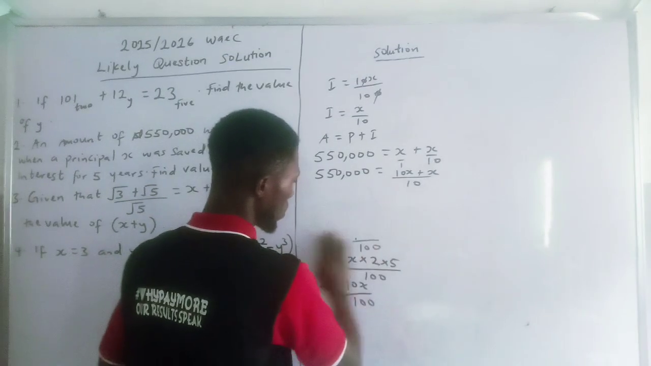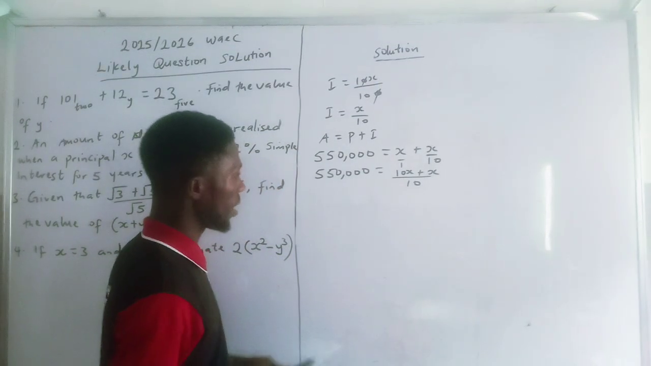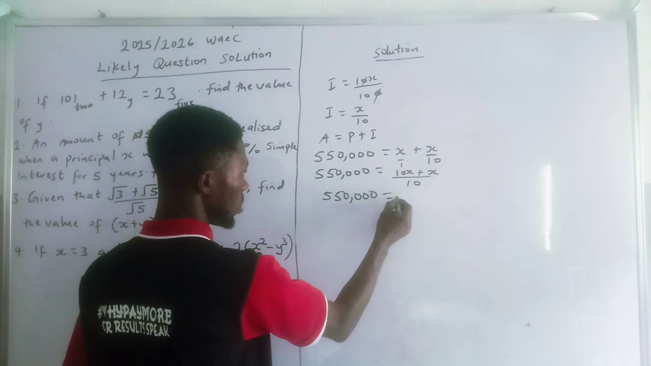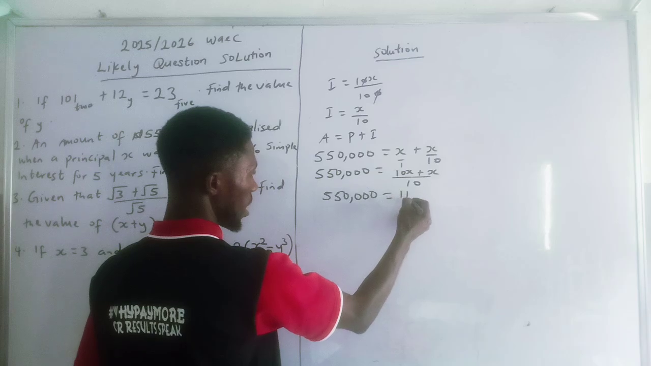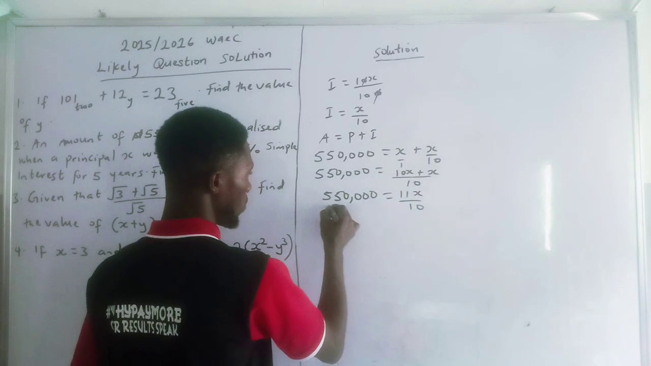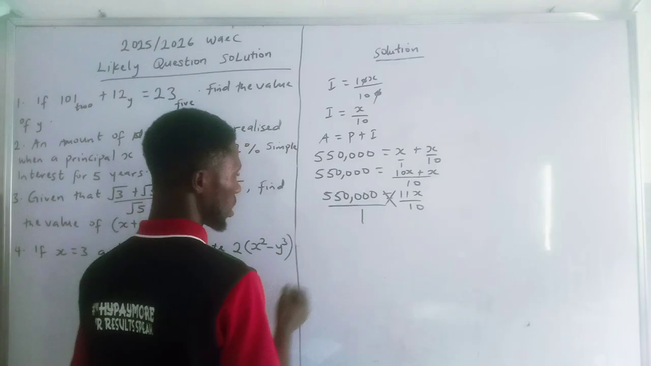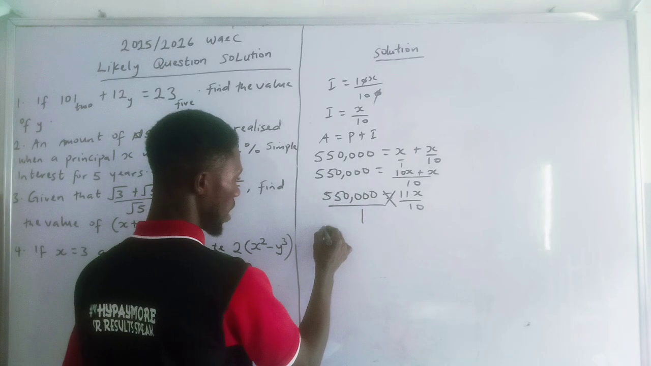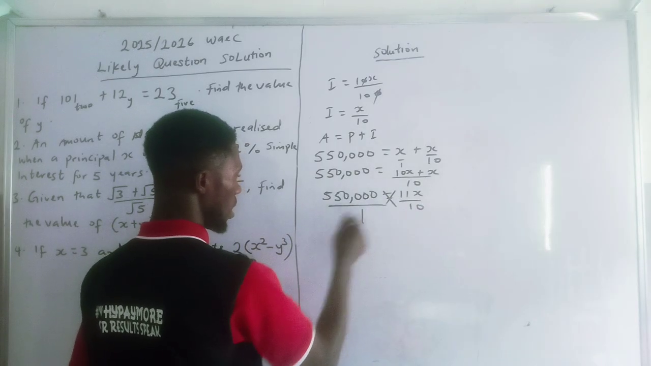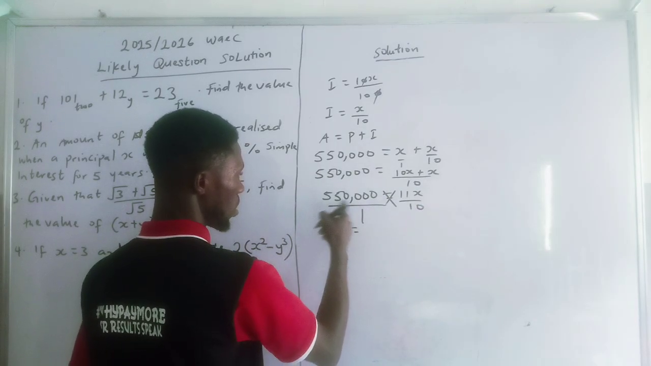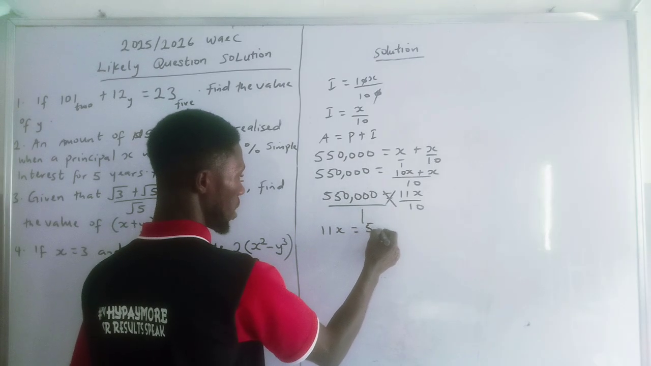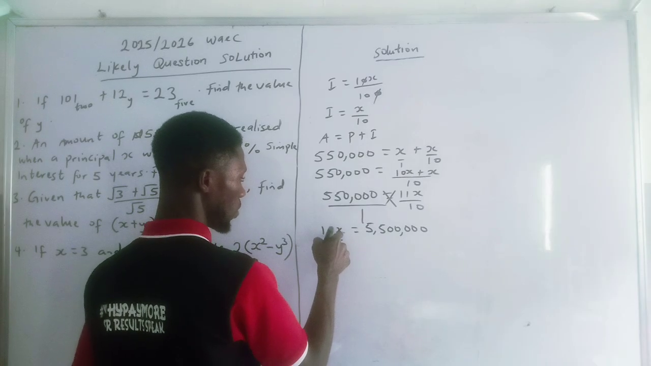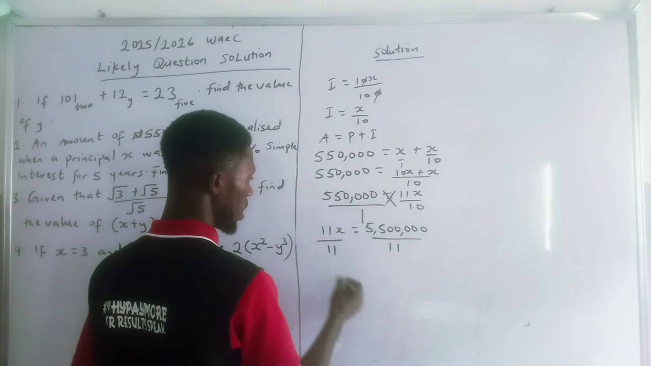So from there, what are we going to have? We are going to have 550,000 equals 10x plus x, which is 11x over 10. So from there we cross multiply. 550,000 times 10 will give us 5,500,000. So 11x is equal to 5,500,000. Then you divide both sides by 11 because we are looking for the value of x, which is our principal. So dividing by 11, 11 will go.